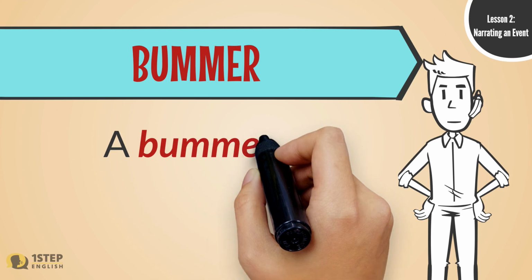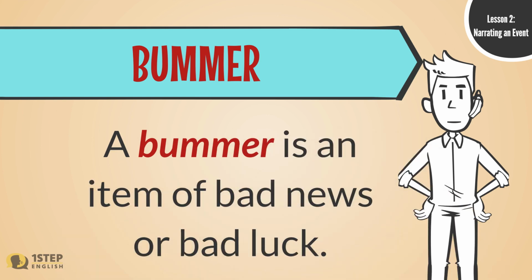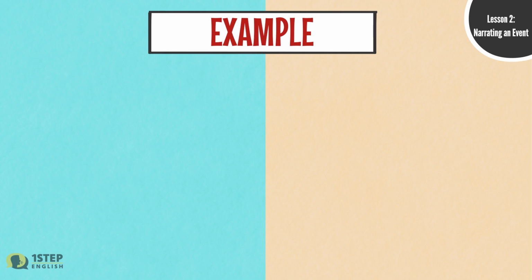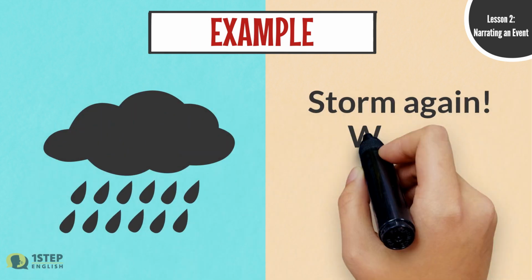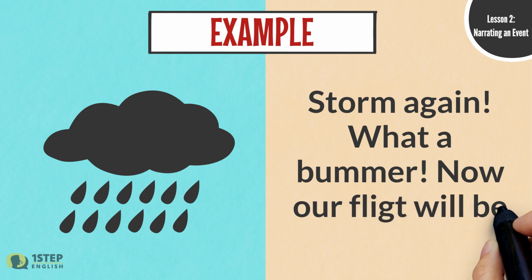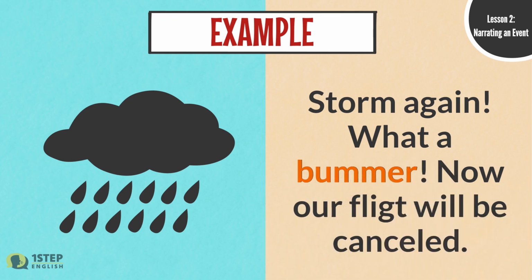Bummer. A bummer is an item of bad news, or bad luck. For example, Storm again. What a bummer. Now our flight will be cancelled.